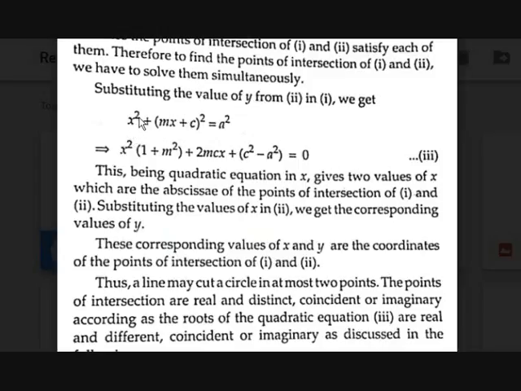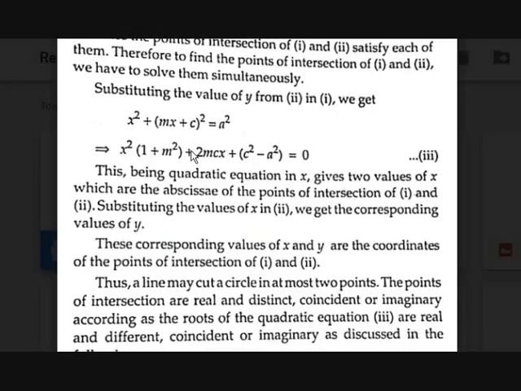Then it becomes x square plus (mx plus c) whole square is equal to a square. Here, if we square this whole term, it is in the form of (a plus b) whole square, which is a square plus b square plus 2ab. So (mx) whole square is m square x square. Here we have 1 x square. If you take x square common, x square into (1 plus m square) plus 2ab, that is 2 into mx into c, so 2mcx, plus c square minus a square.